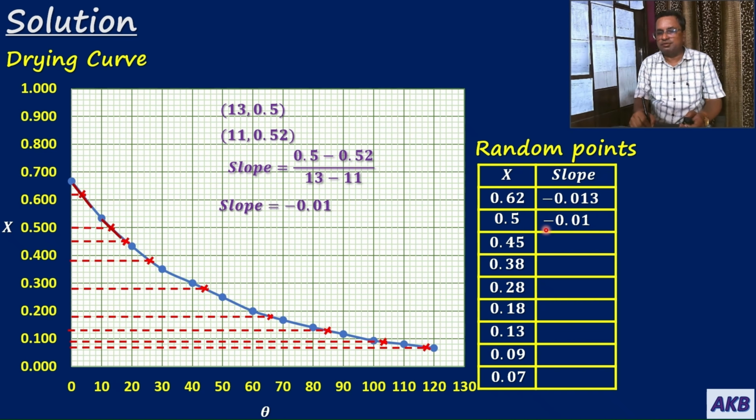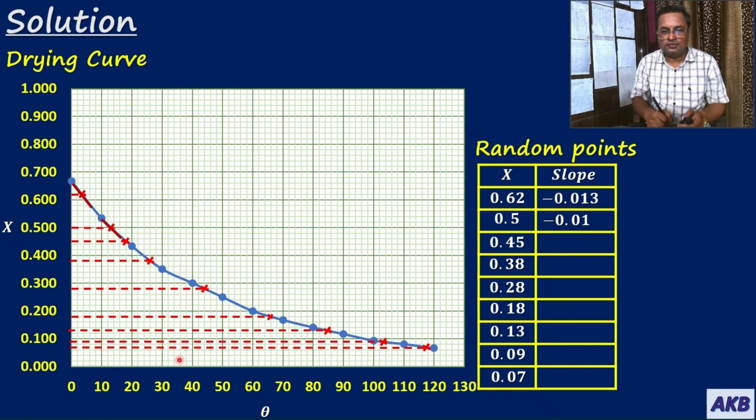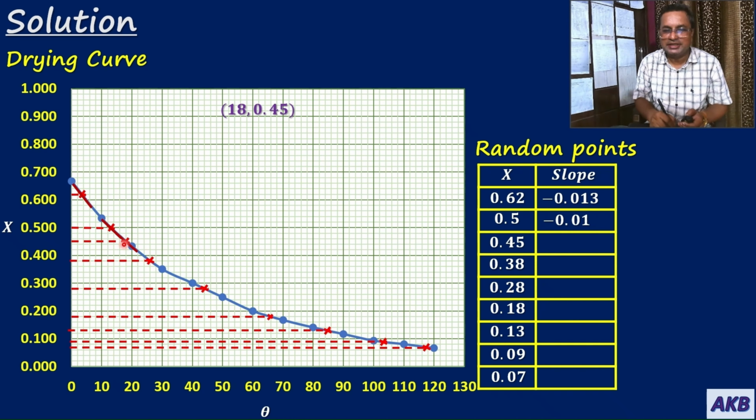Next I will draw tangent at the next point, at this point. Okay, so now I will draw the tangent at the next point. This is the point. So I have drawn this tangent, you can see. So again we will note 2 points on that tangent so that we can find slope of the tangent. So one point is the random point itself. It has coordinates of 18, 0.45. So this is the point, and the other point that I have selected is 21 and 0.42.